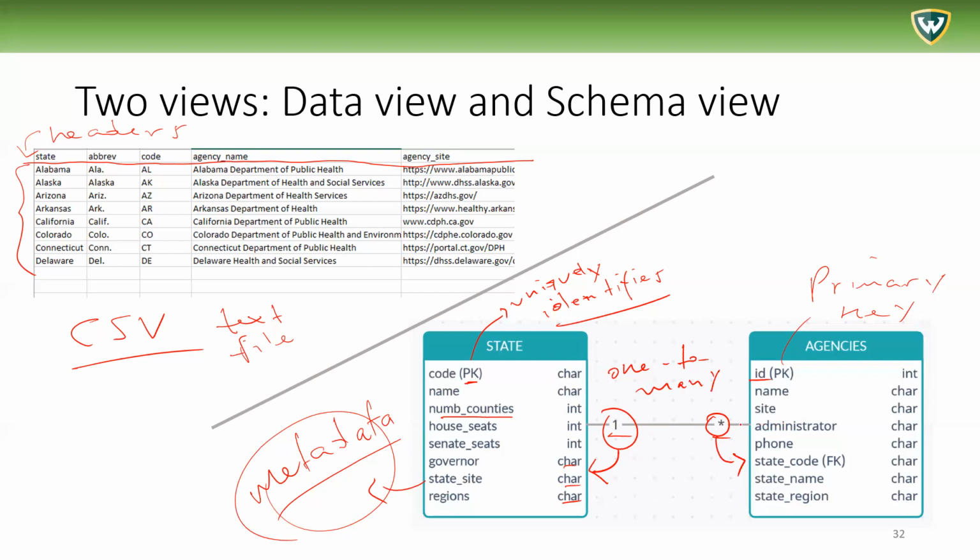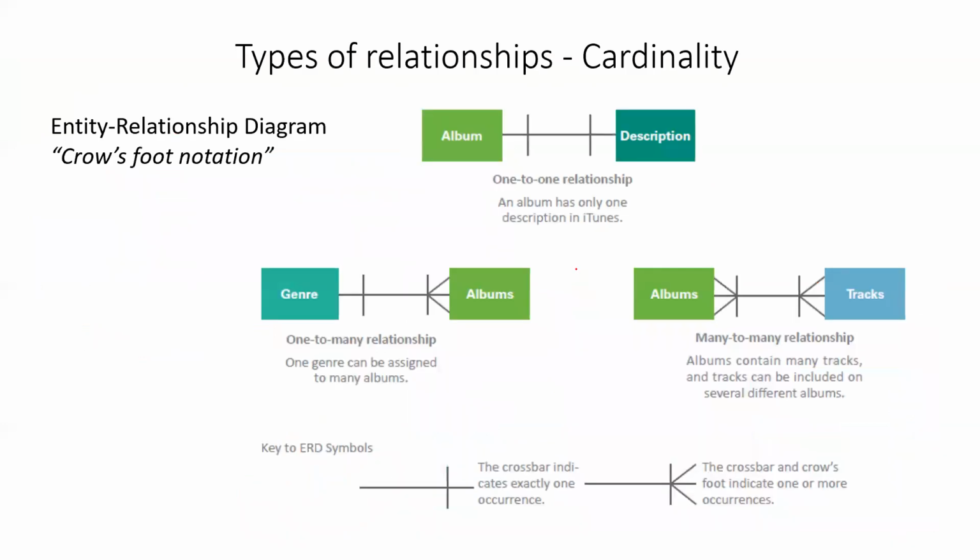Each state can have many agencies. Each agency only belongs to one state. Okay, so here we explore this a little bit more. And what we're talking about when we're talking about relationships among entities is called cardinality.